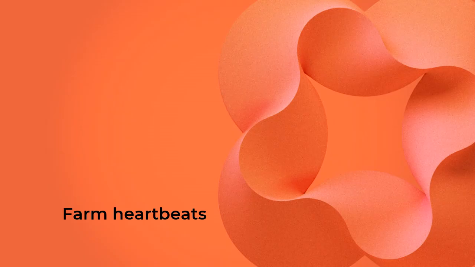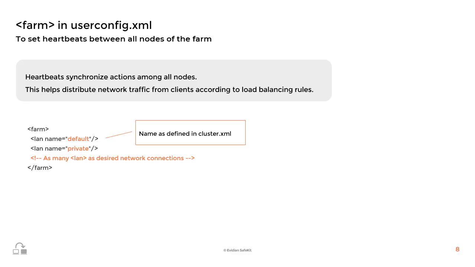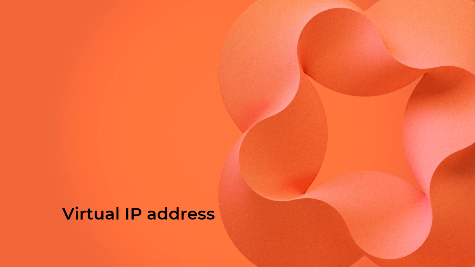Let's detail the heartbeats configuration. Heartbeats synchronize actions among all nodes to distribute network traffic from clients according to load balancing rules. The farm tag allows the configuration of heartbeats in userconfig.xml. In the farm tag, the name attribute is the name of a LAN defined in the cluster.xml file. Here, 2 heartbeats are defined on the default and private LANs. Finally, you can set as many LAN tags as you have network connections between both nodes. Let's now detail the virtual IP configuration and the load balancing rules.